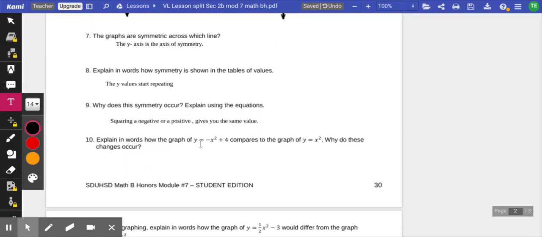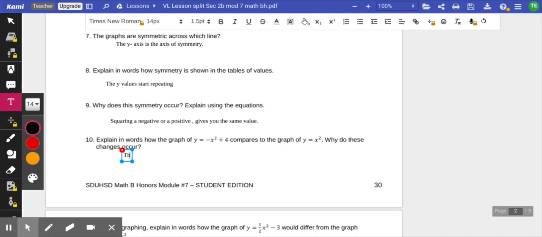Explain in words how the graph y equals negative x squared plus 4 compares to y equals x squared. So the negative flipped it upside down, and the 4 was a vertical shift. The negative one made it reflect down, and the positive 4 made a vertical shift.